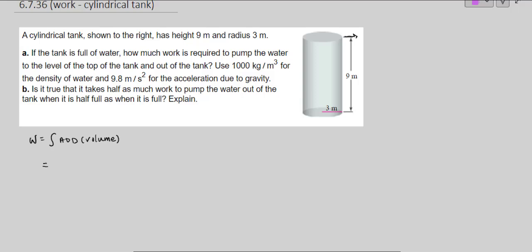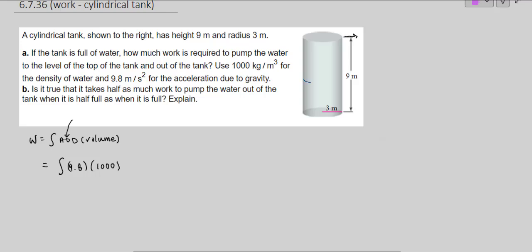So the A stands for acceleration due to gravity, so that will be 9.8. And then this D stands for density, so that's the density of the liquid that's in the tank, and we are dealing with water, so the density is 1,000. And then the second D stands for distance traveled.